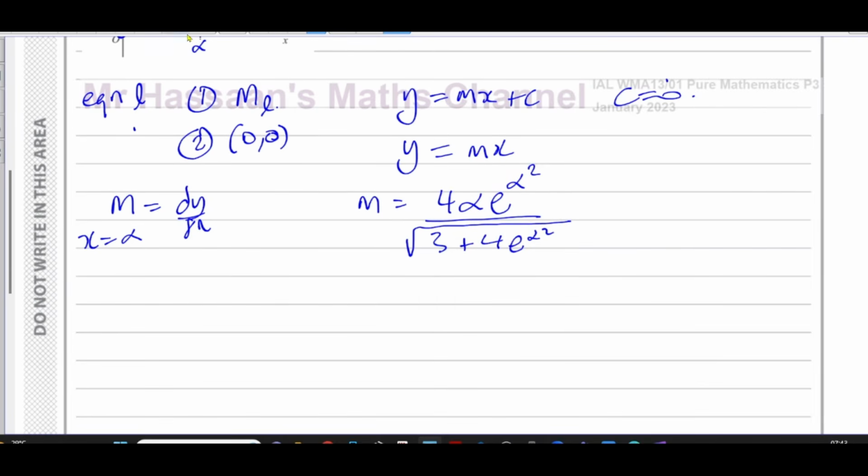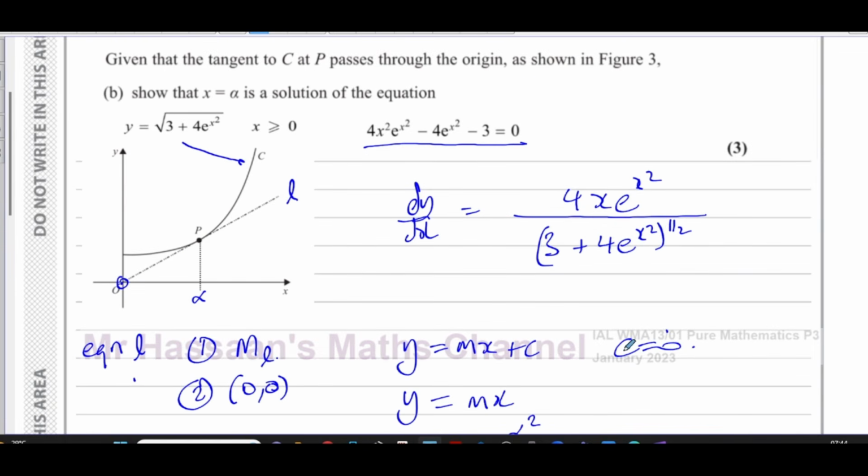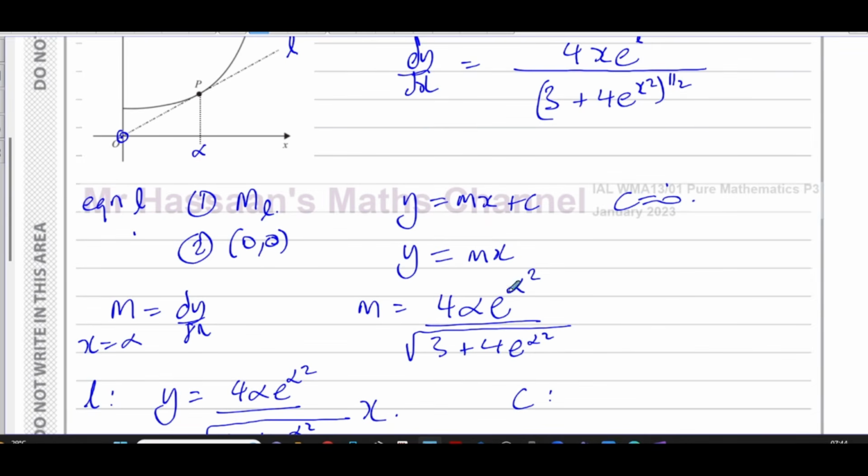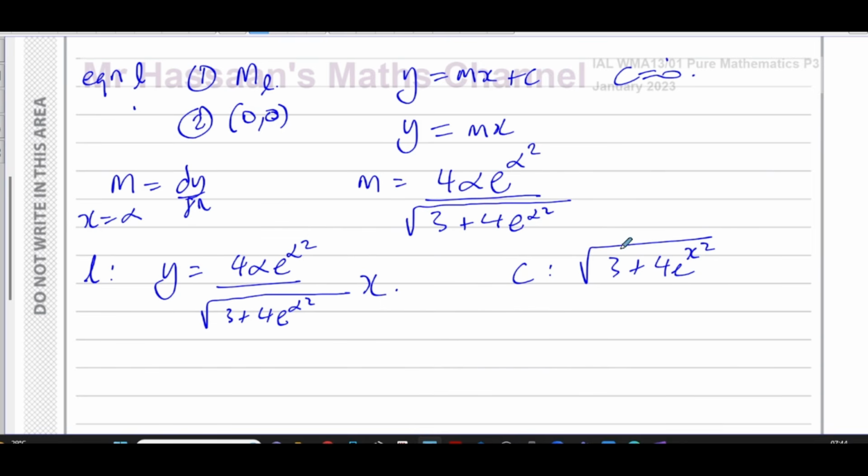Therefore the equation of line L is y equals 4 alpha e to the power of alpha squared over the square root of 3 plus 4 e to the power of alpha squared, times x. y equals mx plus c, c is 0. So that's the equation of the line L, and the equation of the curve C, as we were told, is y equals the square root of 3 plus 4 e to the power of x squared. Remember this is alpha and this is x.